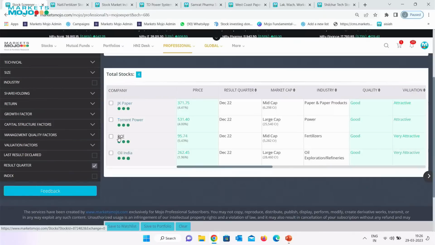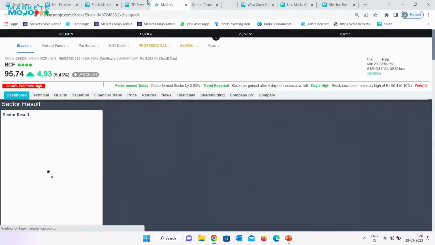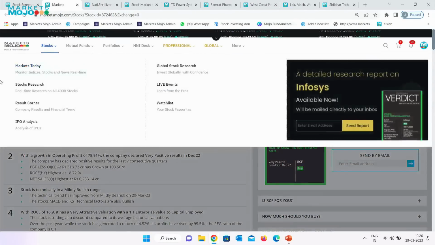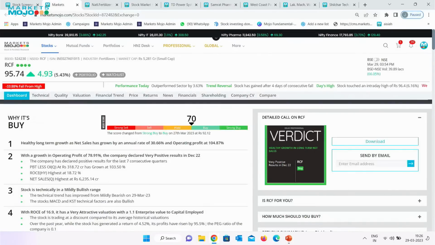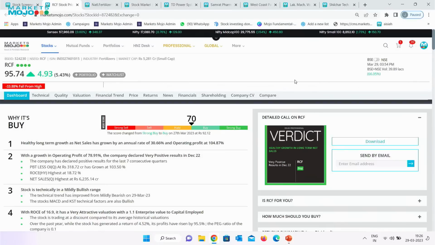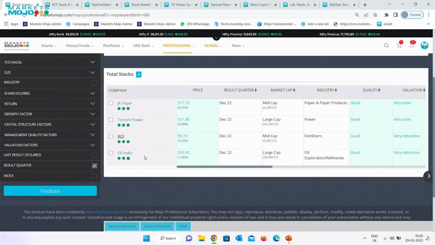We can look at, let's say, RCF, for example, a mid cap fertilizer stock. Now see, it's fallen 34% from its high. So obviously the price falls, it's falling to a very attractive range. It's at the corner of strong buy and buy. I mean, so at the corner of buy and hold. And the stock has gained after 4 days of consecutive fall. Now, before running and rushing and buying these stocks, understand the stock has corrected from the high. There is something in the market which has been discounted.